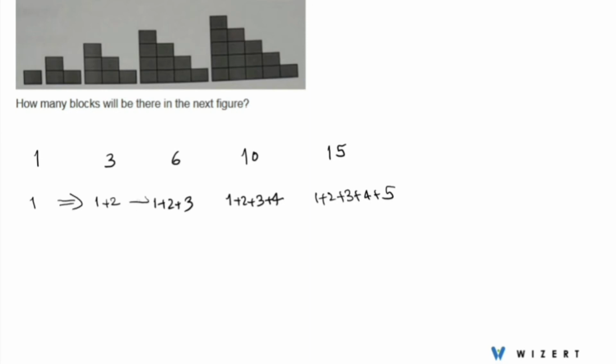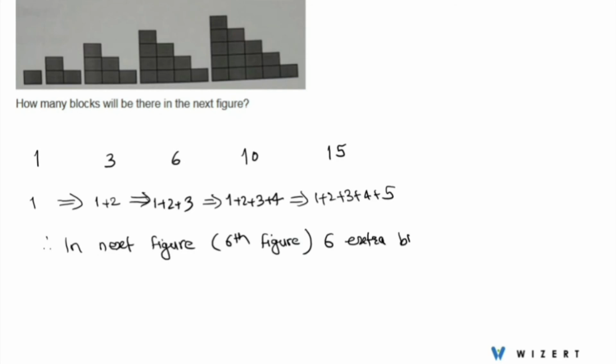So see the pattern here. In second figure 2 were extra added, in third 3 were added, in fourth 4 were added, and in fifth 5 were added. Therefore in next figure, that is sixth figure, 6 extra blocks will be added.